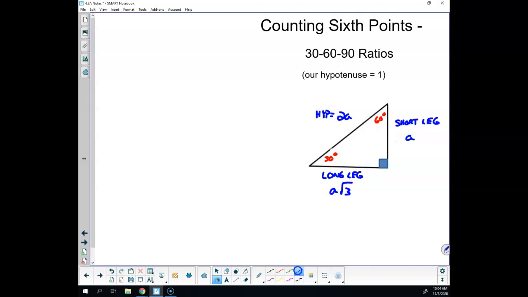Okay. Well, we know that our hypotenuse is 1, so this side length here is 1, which means then that A is 1/2, right? Because if 2A is 1, then A is 1/2. Which means that our long leg then is the square root of 3 over 2.